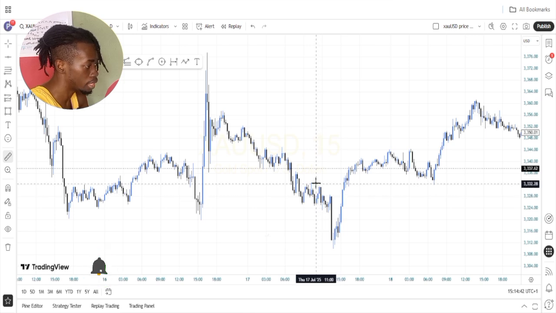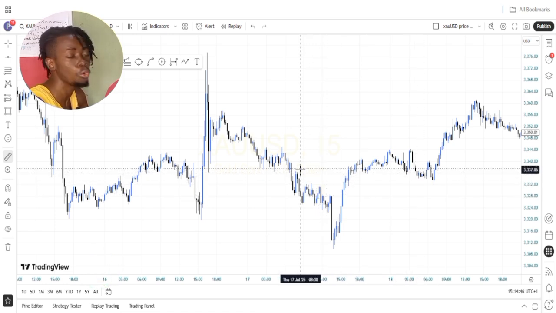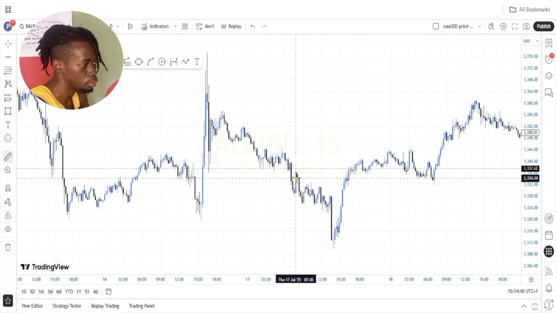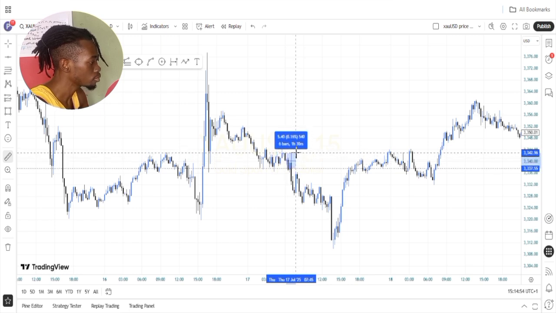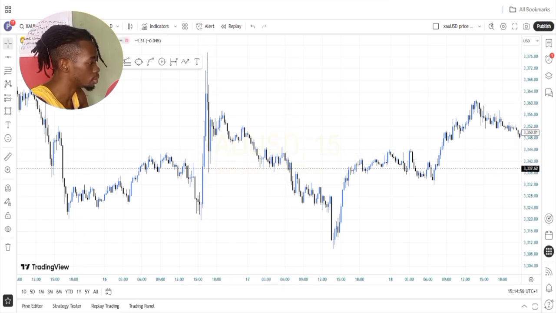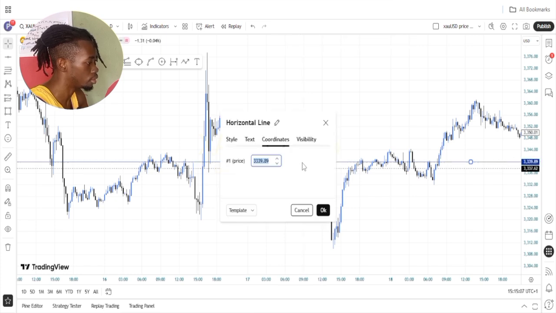So currently price is at 3,337. The closest whole number from there is going to be 3,340. So let's mark 3,340. We measure 50 pips. Mark the 3,340, 3,339, 3,340, so somewhere around here. Edit it. This is 3,340.